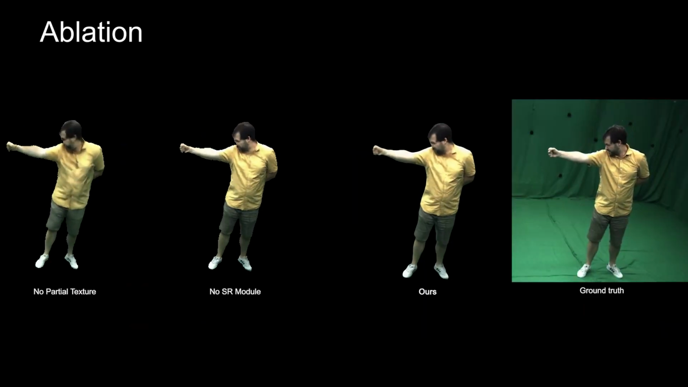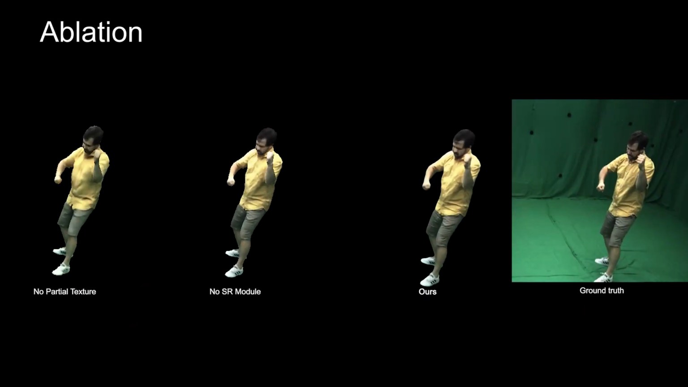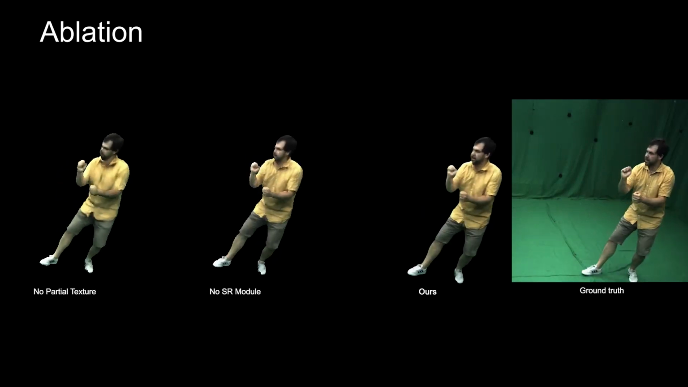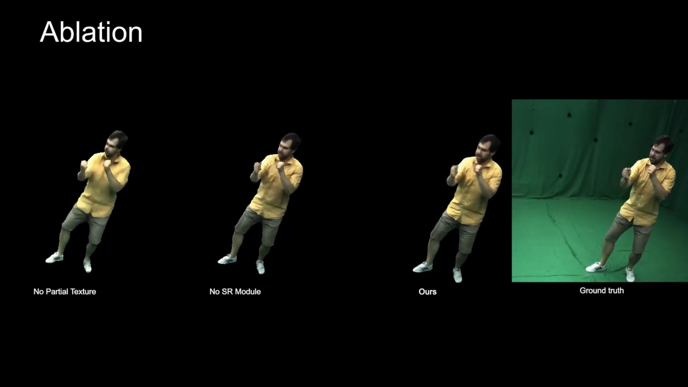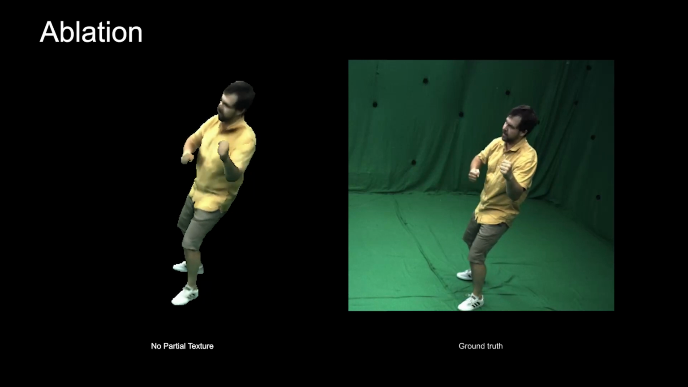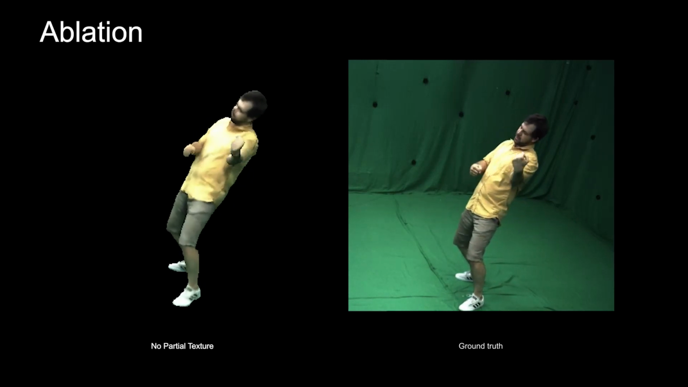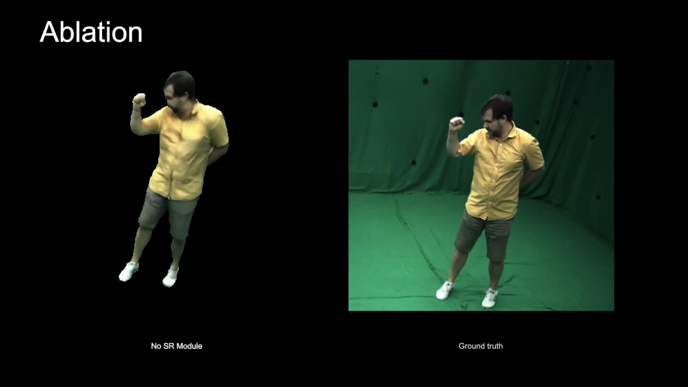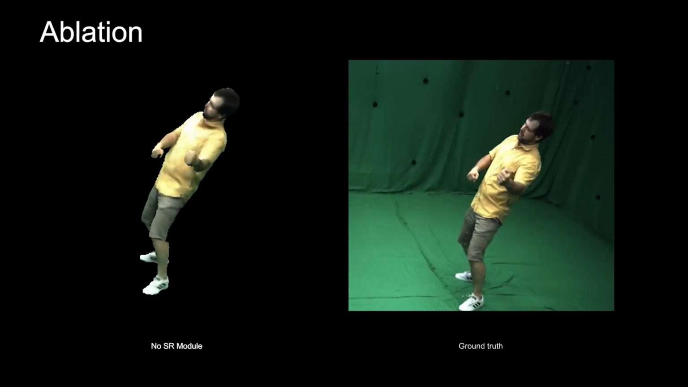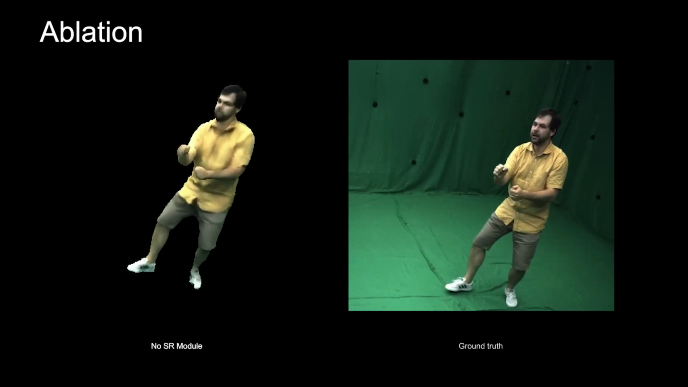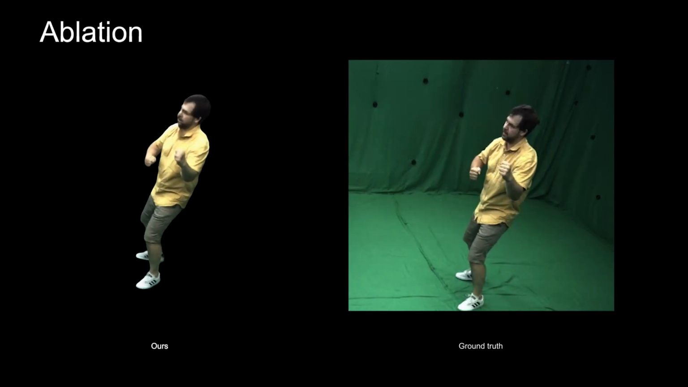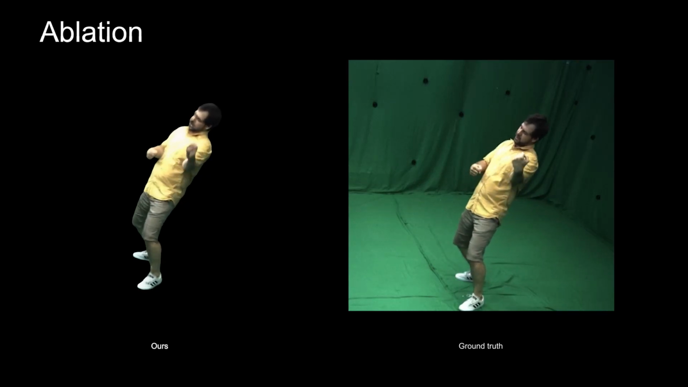In the following, we ablate some of the components of our method. If we remove partial texture conditioning from our method, it is observable that the fine details, such as clothing wrinkles, are no longer present. Further, if we remove the SR module at the end of our method, we face rendering artifacts at the boundaries, as seen in this snippet. Finally, ours, with all the components, has graceful boundaries and is noticeably sharper.